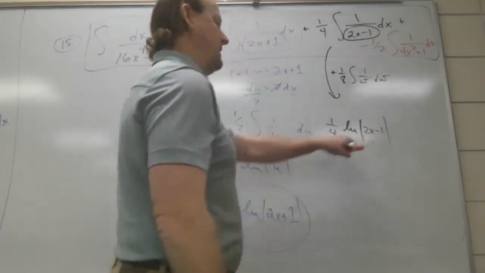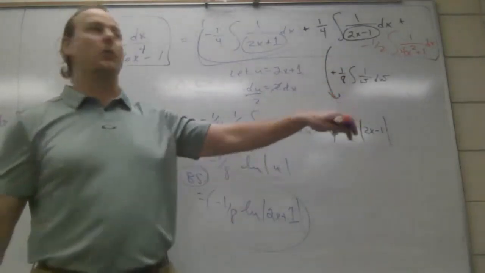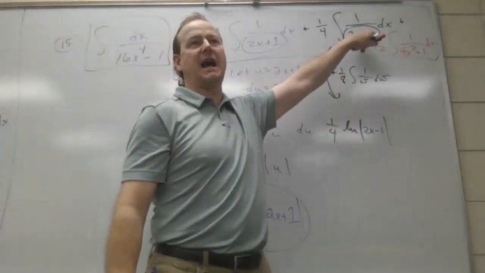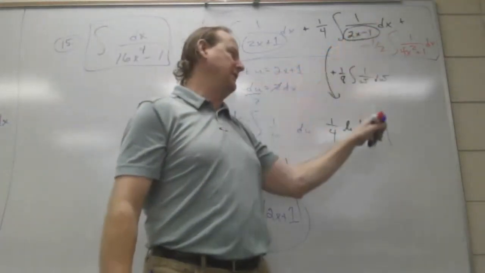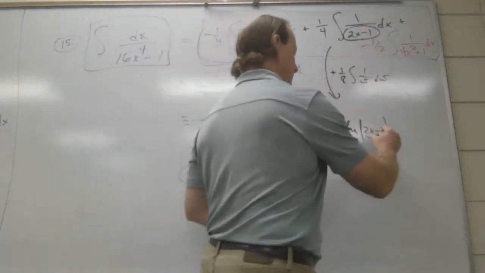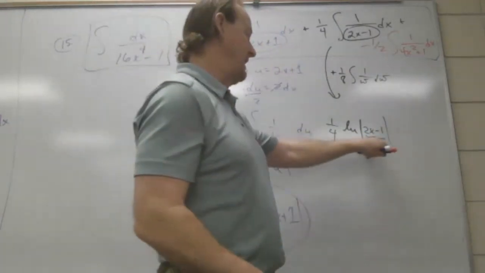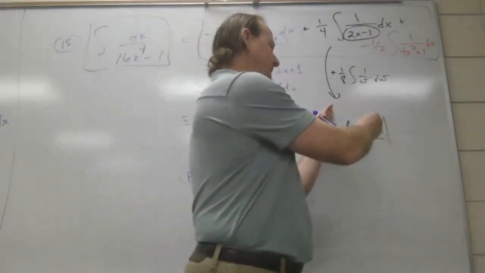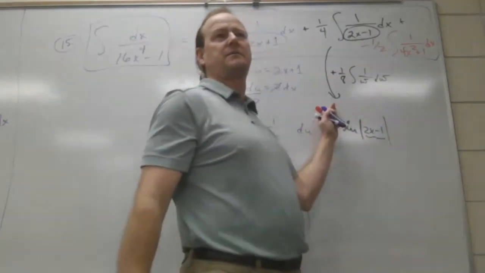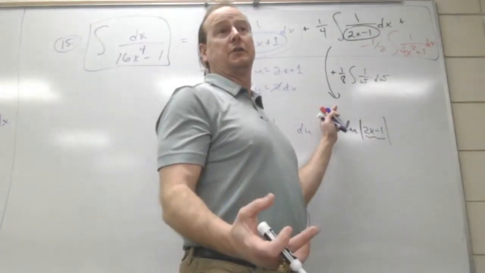Now, if I take the derivative of the natural log of the absolute value of 2x minus 1, I get 1 over 2x minus 1, which I have in the denominator, but chain rule says I also have to do what? Times the derivative of what's inside, which is 2. So I would get a 2 if I take the derivative of the natural log of the absolute value of 2x minus 1. I don't want that 2.